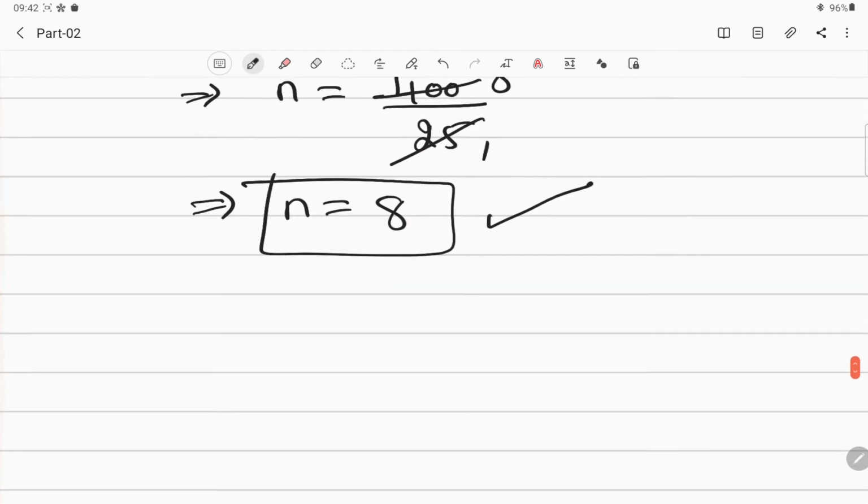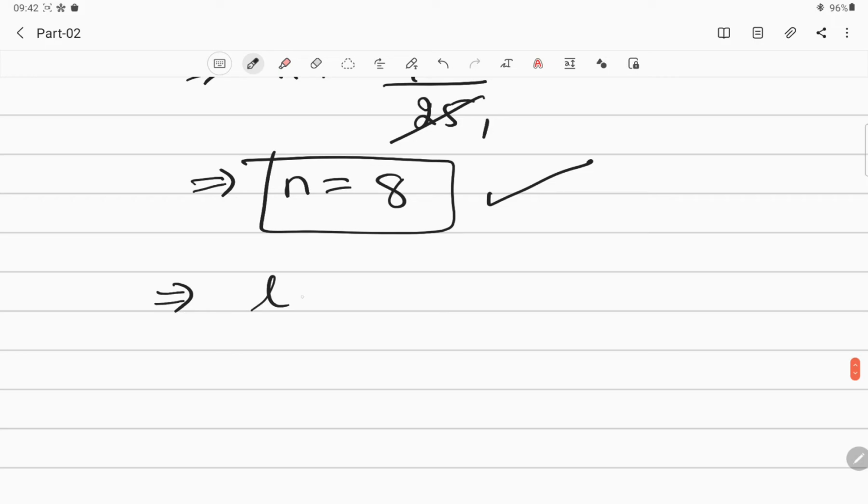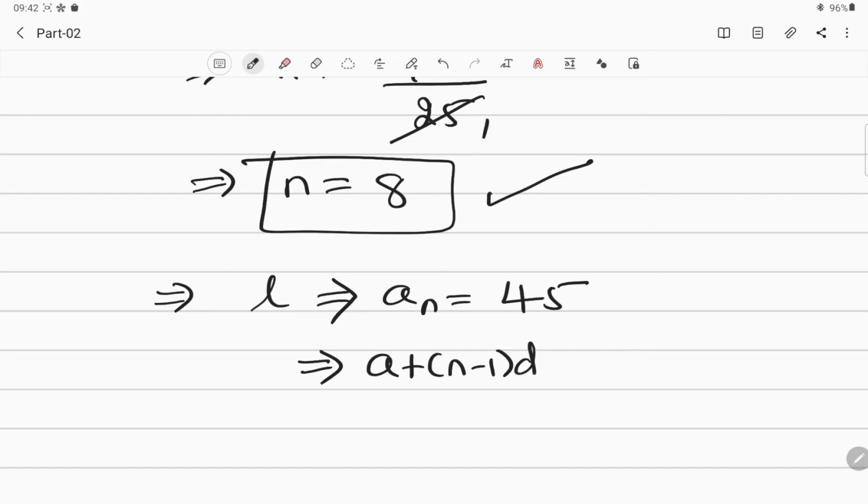Okay, so how to find the common difference? We know the last term, we call it an. So what is the value of an? 45. Correct, no? Now what is the formula for an? An is a plus (n minus 1) into d, and that is equal to 45.